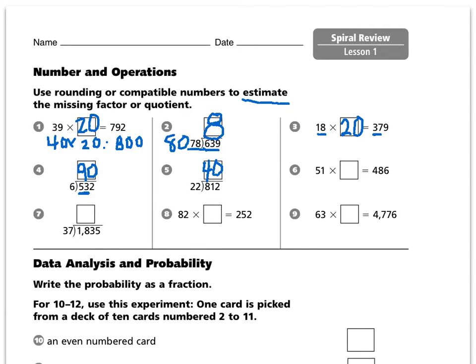For number 6, I need to think about how many times 5 would go into 48, and that would be about 9 times, so 51 times 9 would be close to 486.